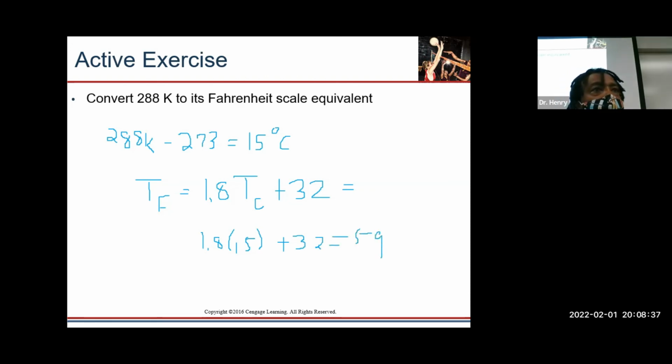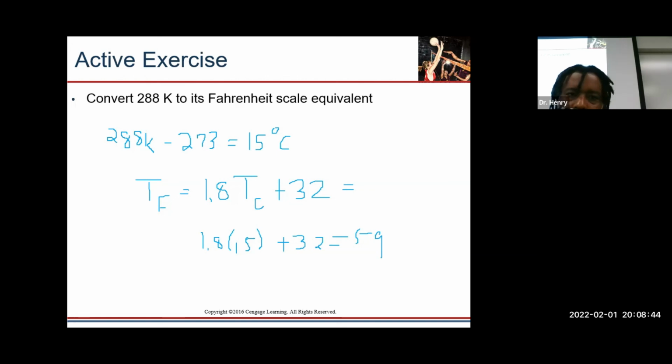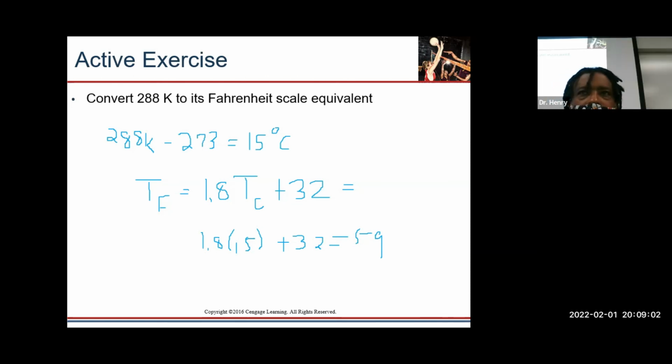Piece of cake? How do we get the 1.8 again? The 1.8 is given to us in the equation. So this is just the conversion equation. Which is also the same thing as 9/5. Normally that's what you see. Okay, you guys ready? Not 9/2, 9/5.